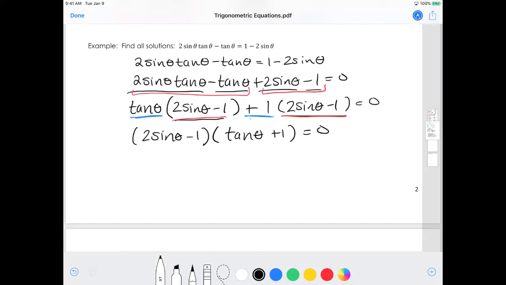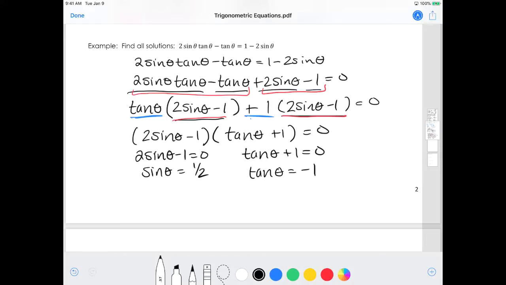So now I have this completely factored, and I can set up my mini equations. So I have 2 sine theta minus 1 is equal to 0, and tangent theta plus 1 is equal to 0. So I got to isolate the sine theta. So I have that sine theta is equal to 1/2, and I've got to isolate the tangent theta. So tangent theta is negative 1. And then I'm going to solve for each of these mini equations.